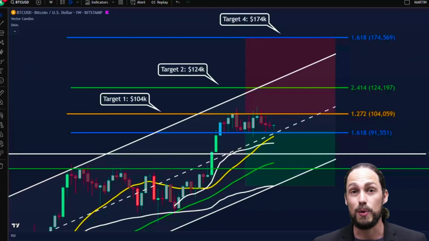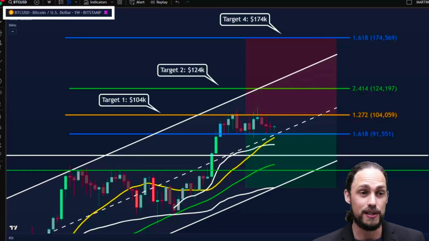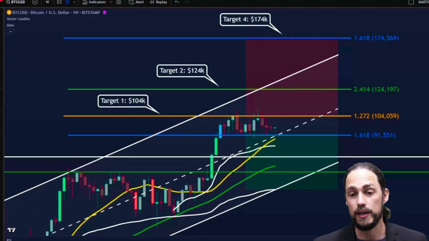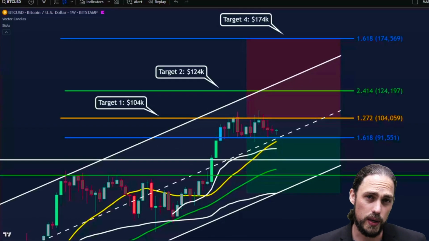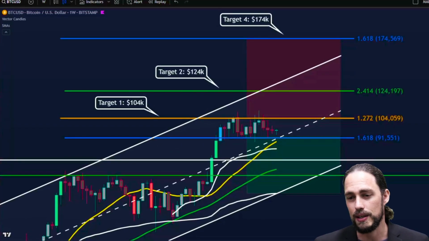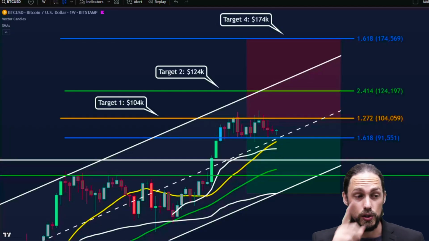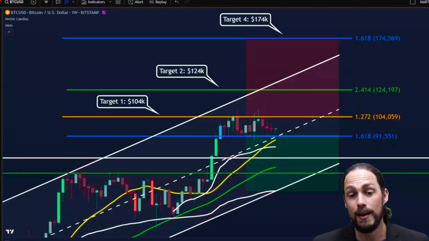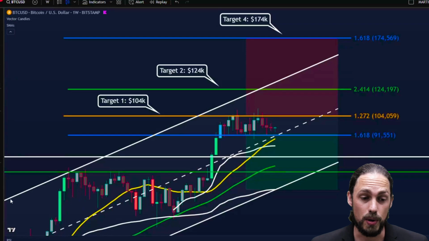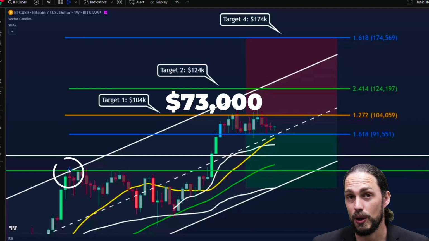Now, I've opened up the 1 week chart for Bitcoin on Bitstamp, the US dollar, and we are going to look at the weekly chart. In our previous videos, we actually called for this extension to the $104,000 area. If you want to look at that video, you can just go to the top corner here and look where we accurately predicted this Bitcoin bull flag breakout as we broke past the $73,000 resistance area.